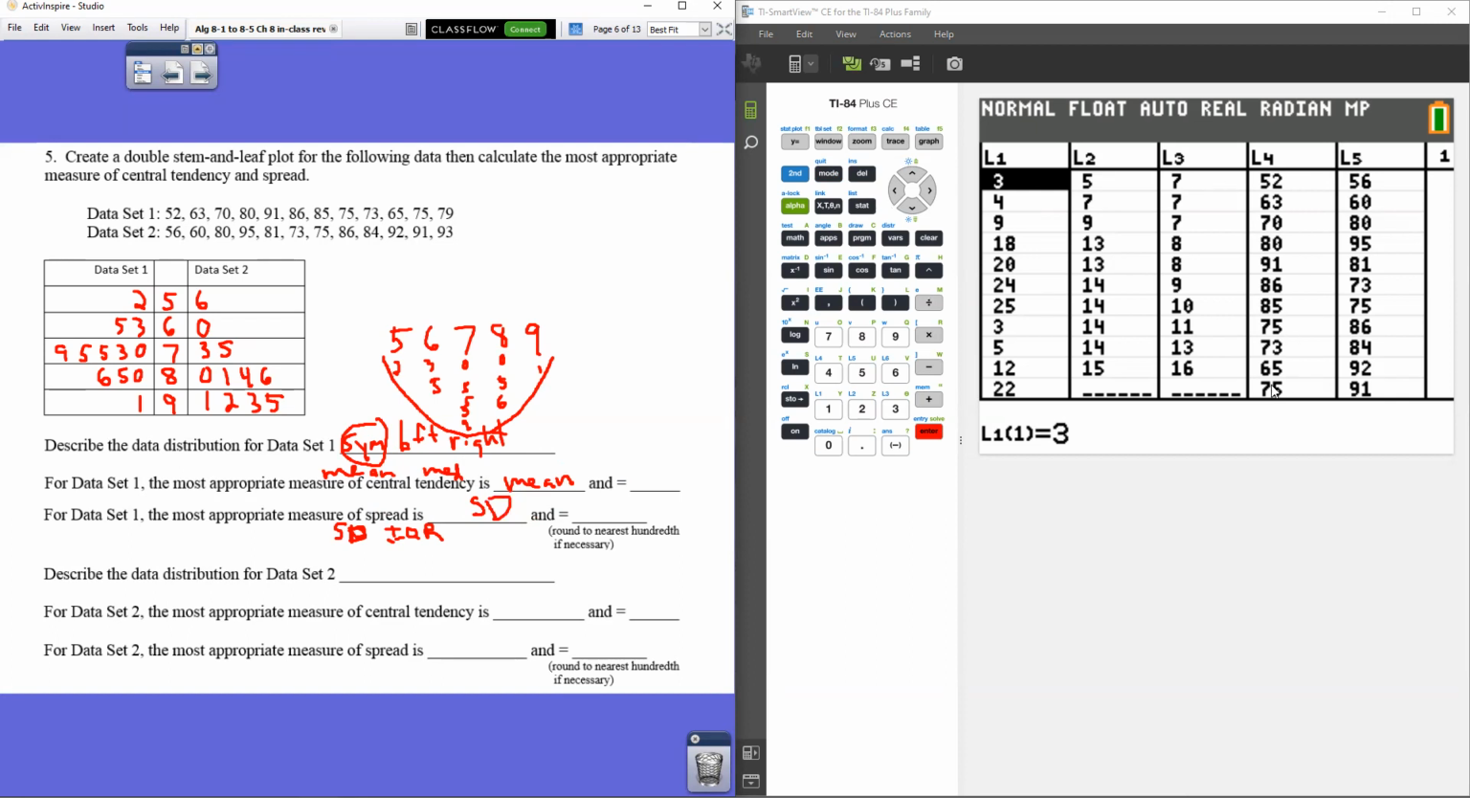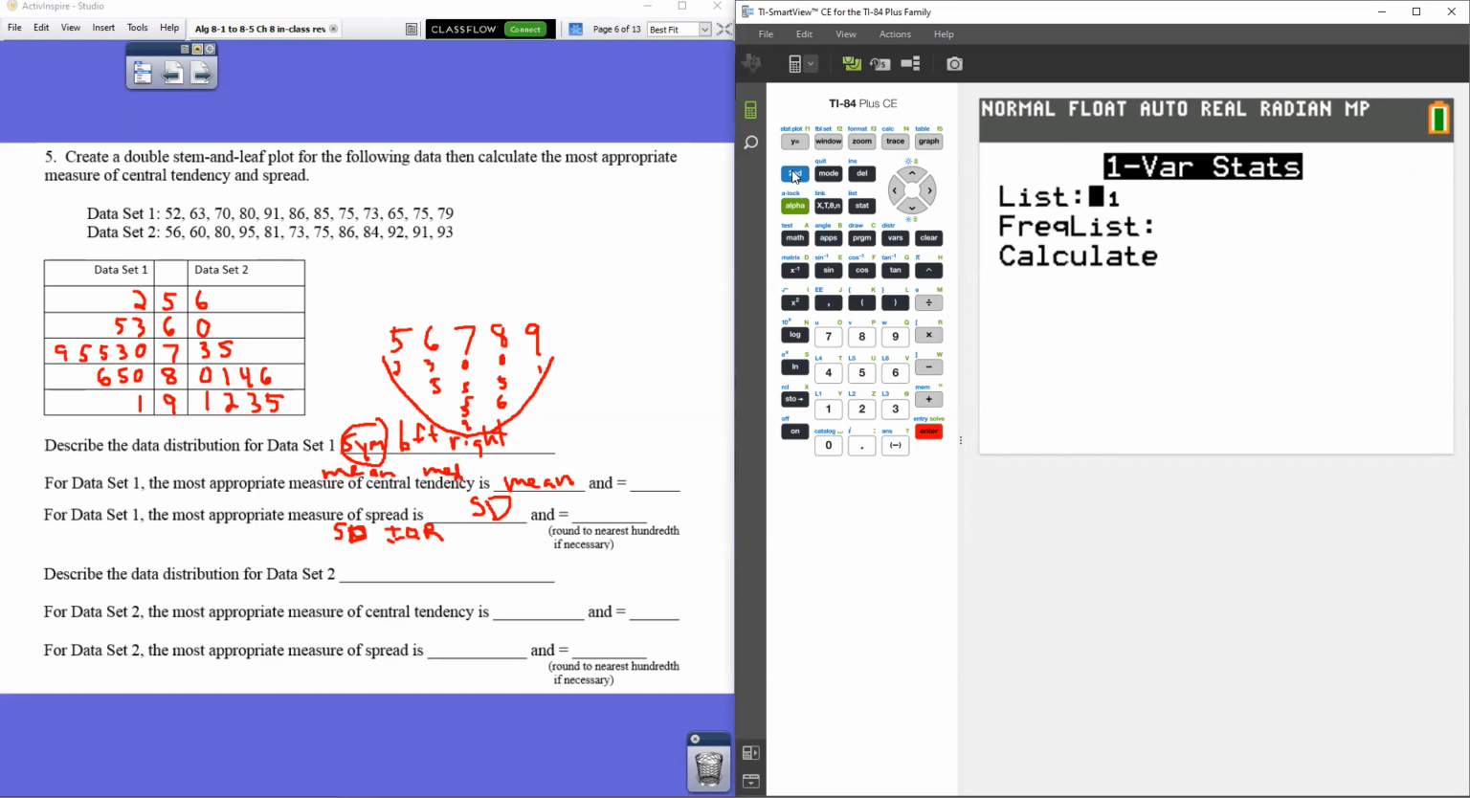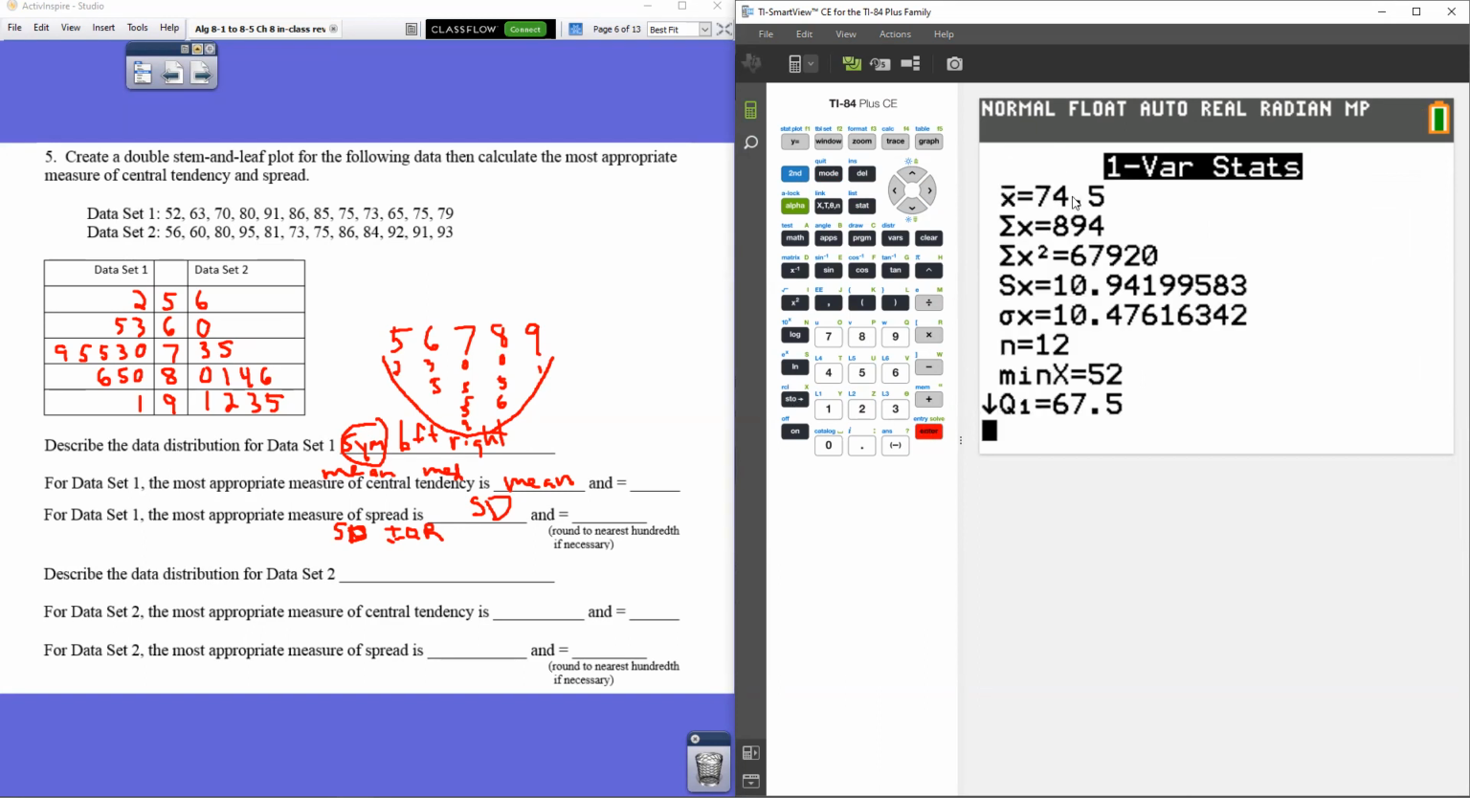I typed them into my L4, so stat, calc, one variable statistics. I need to personally change this to L4 because that's where my numbers are. The mean is at the top. The mean is the X with a little line above it. So that is 74.5. And the standard deviation, that is the circle with the little line above it. So that is 10.48 when I round to the nearest hundredth.